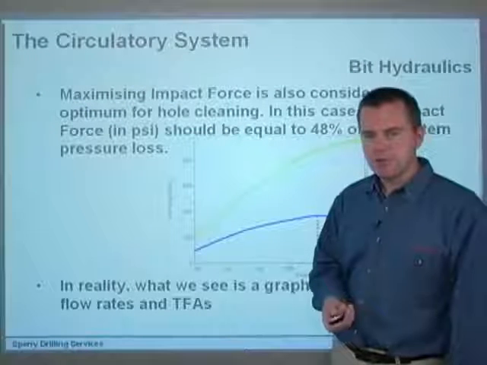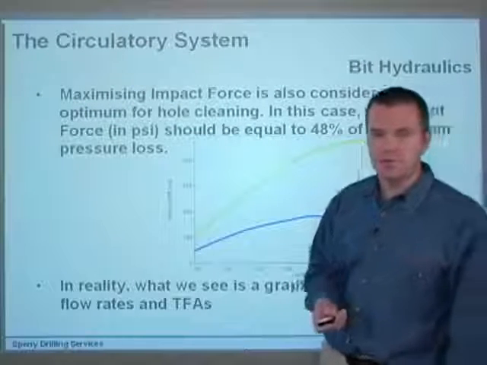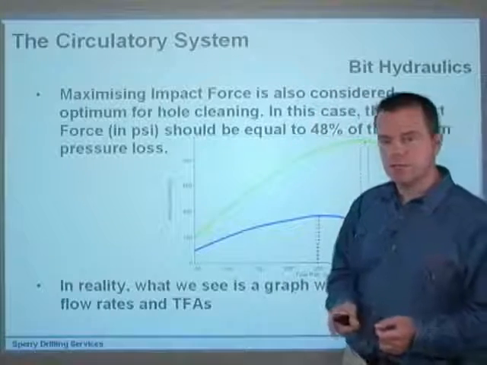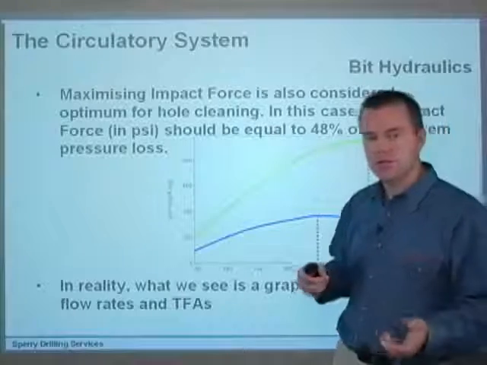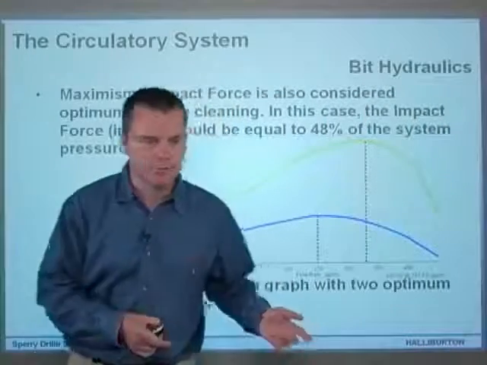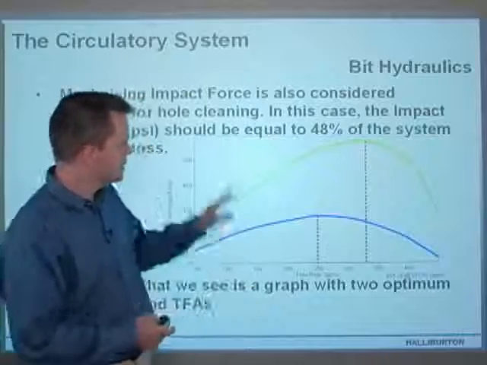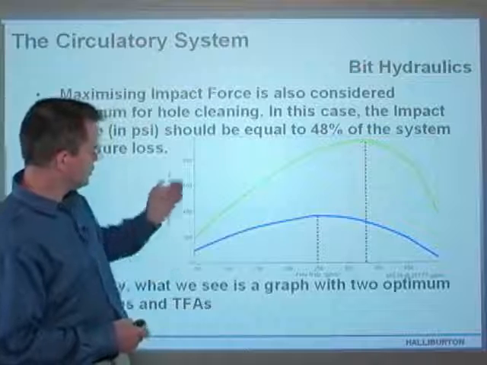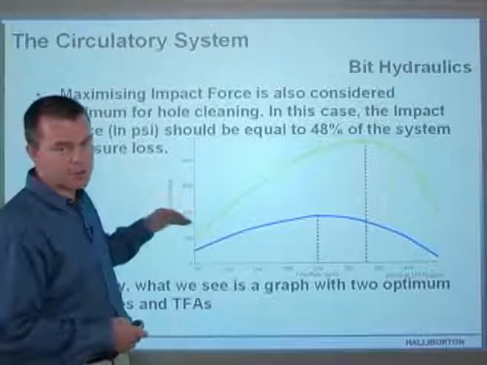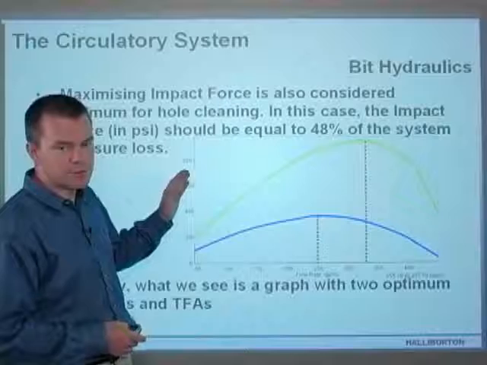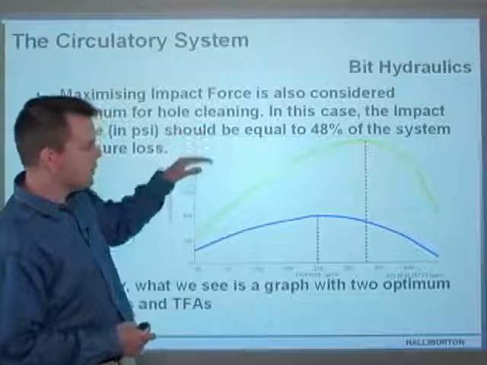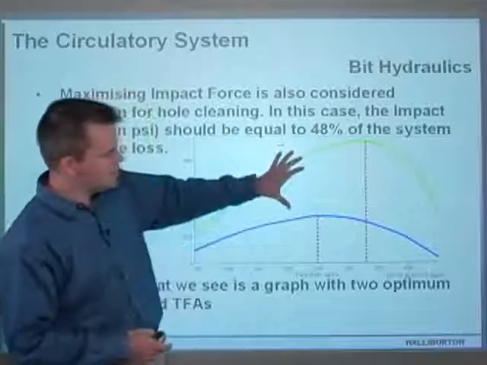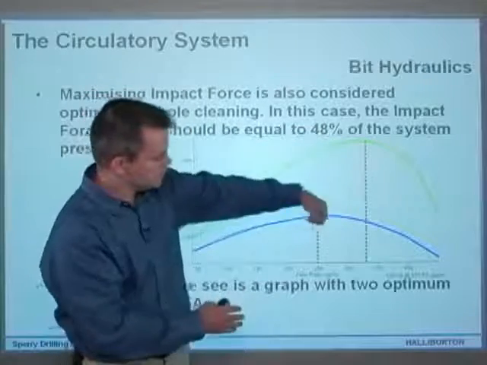Now, maximizing impact force is also considered optimum for hole cleaning, but in this case the impact force in PSI should be equal to 48% of the system pressure loss. So in reality, what we see is a graph with two optimum flow rates and TFAs. If you've got flow rate, and you could have TFA along the top of here as well, you've got hydraulic horsepower, basically, and impact force in pounds. If you were to plot these on a graph, you've got hydraulic horsepower and impact force both being graphed together, and you've got two different optima.